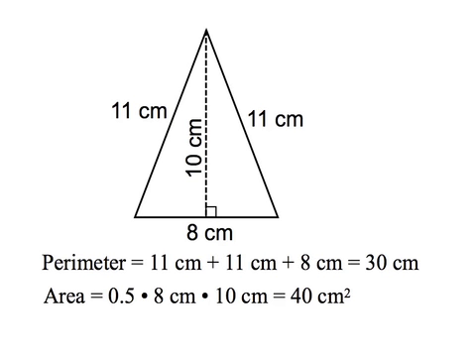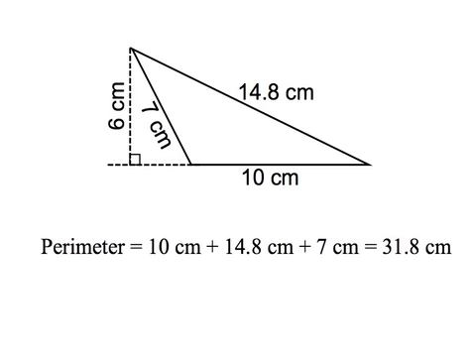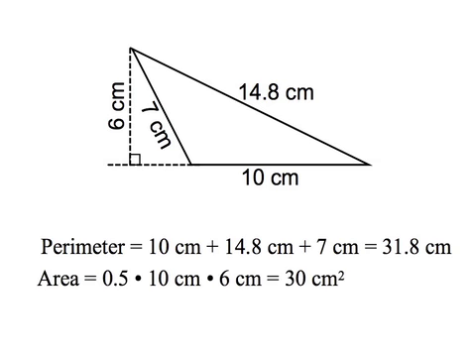Here's an obtuse triangle. We have the length of each side and the height relative to the side that's 10 centimeters long. So the perimeter, of course, is 10 plus 14.8 plus 7, or 31.8 centimeters. In the area, we need the 6 and the 10. 1/2 times 6 times 10 is, of course, 30 square centimeters, the area of this triangle.